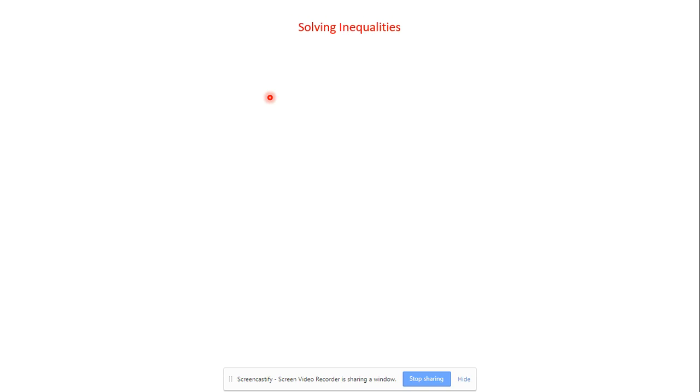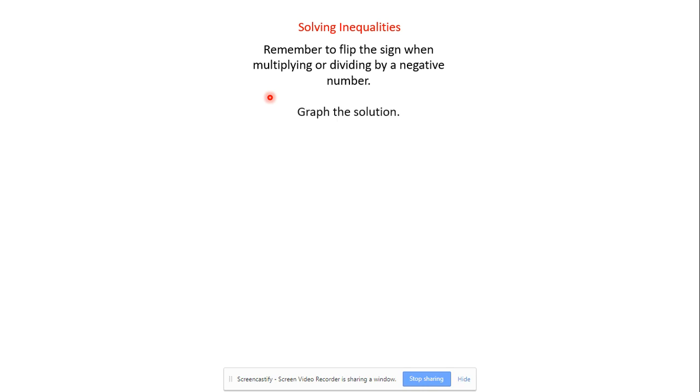Solving inequalities is actually just like solving equations with 2 differences. The first one is that you have to remember to flip the sign when multiplying or dividing by a negative number. Less than becomes greater than, greater than becomes less than. If it's an or equal to, it stays an or equal to. That won't change. It's just the way it's pointing changes. So that's the first one. The second one is we need to graph our answer, graph the solution, and that's just on a number line.